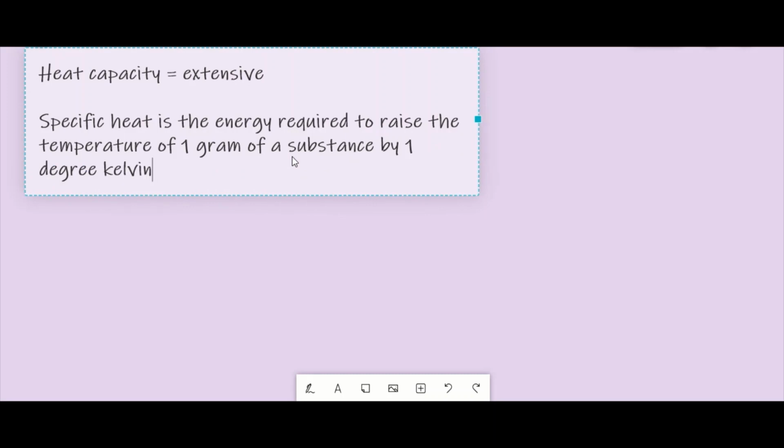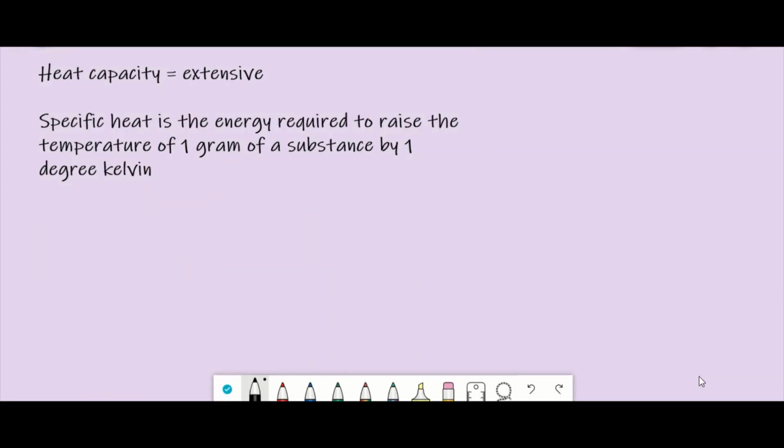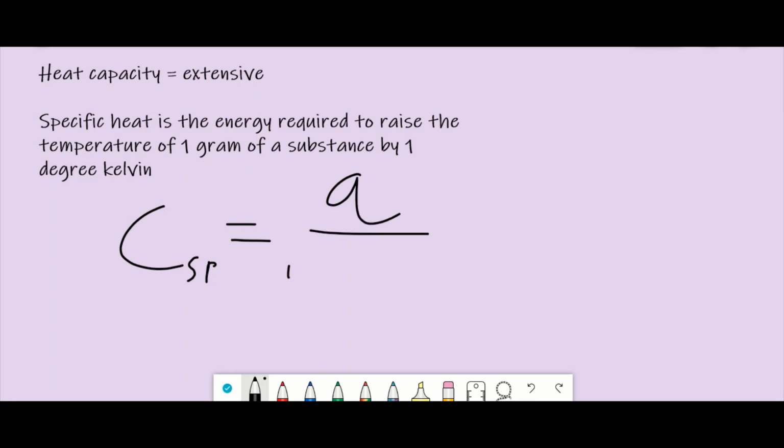So this is a little more specific in that now it's saying 1 gram as opposed to just any number. The equation for specific heat is going to be very similar. It'll look a little weird, but it is C, in this case a specific heat. You can write C_sp for specific heat is equal to Q, which is the heat energy, divided by m, which is mass in grams, times delta T. So it's Q divided by m times delta T.